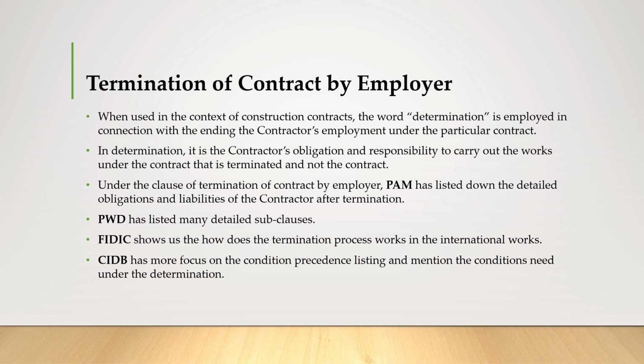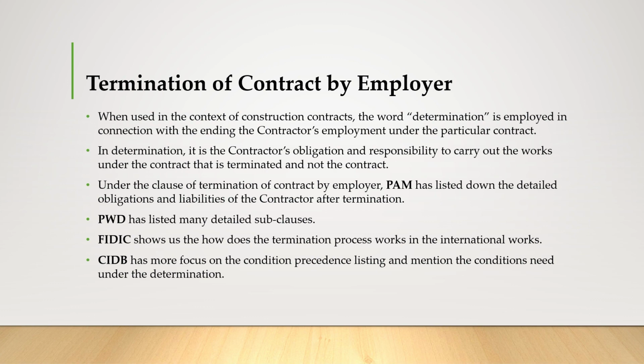So the termination of contract by the employer is always happening in the construction industry. When used in the context of a construction contract, the word determination is employed in connection with the ending of the contractor's employment under the particular contract. In the determination, it is the contractor's obligation and responsibility to carry out the works under the contract that is terminated and not the contract.